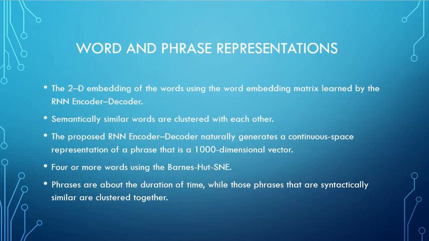Word and phrase representations. In the 2D embedding of the words using the word embedding matrix learned by the RNN encoder-decoder, semantically similar words are clustered with each other. And there is a 1000-dimensional vector that generates a continuous space representation for phrases of four or more words. Phrases about durations of time are clustered together, while phrases that are syntactically similar are also clustered together.